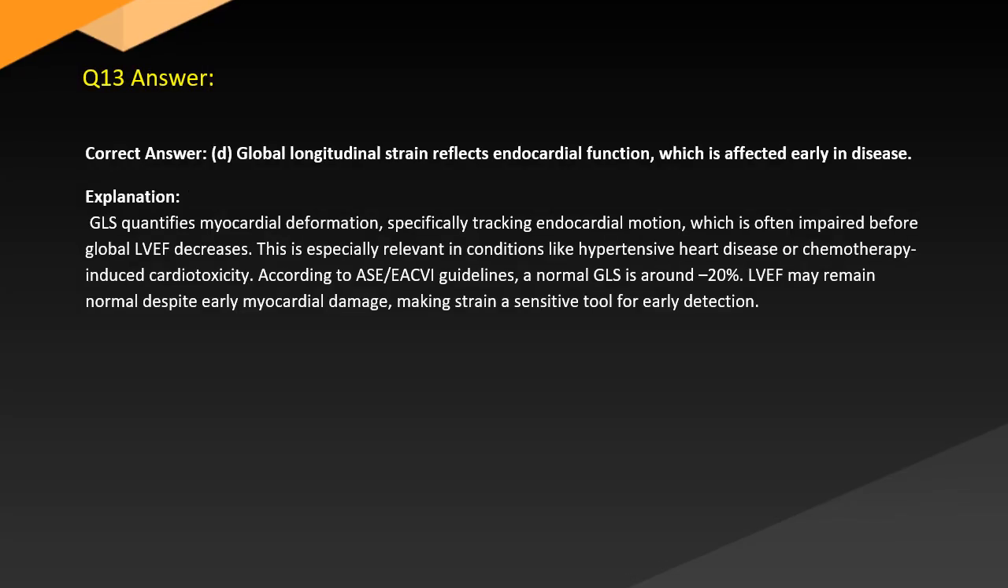Answer. Correct answer. D. Global longitudinal strain reflects endocardial function, which is affected early in disease. Explanation. GLS quantifies myocardial deformation, specifically tracking endocardial motion, which is often impaired before global LVEF decreases. This is especially relevant in conditions like hypertensive heart disease or chemotherapy-induced cardiotoxicity. According to ASE guidelines, a normal GLS is around negative 20%. LVEF may remain normal despite early myocardial damage, making strain a sensitive tool for early detection.